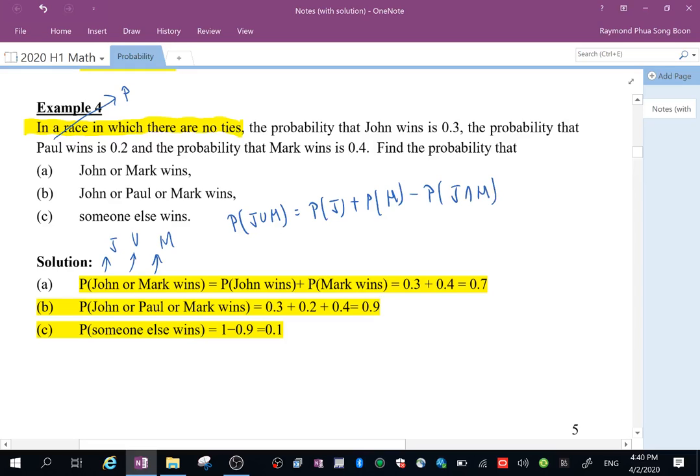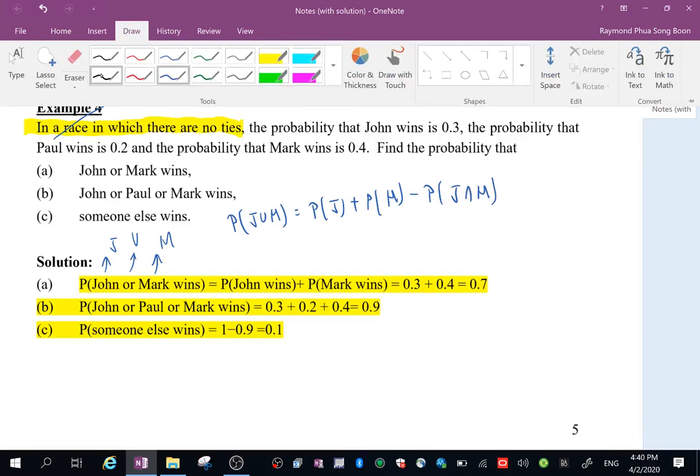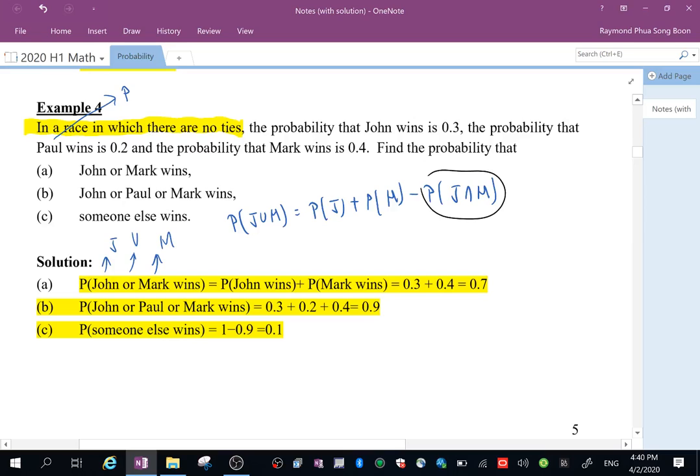But in this case, because the question says that in this race there are no ties, the probability of J intersect M, what does it mean? That means John wins and Mark wins. It's never possible because there's no tie. So this probability will be 0. That's why for part A, it's just P(J) plus P(M). So it works out to be 0.3 plus 0.4, and that's how you get the answer 0.7.